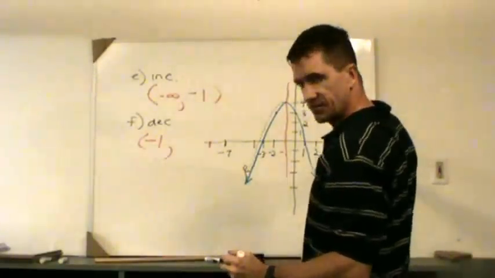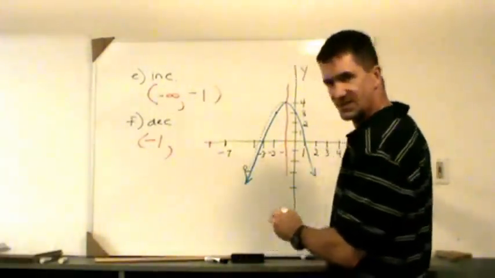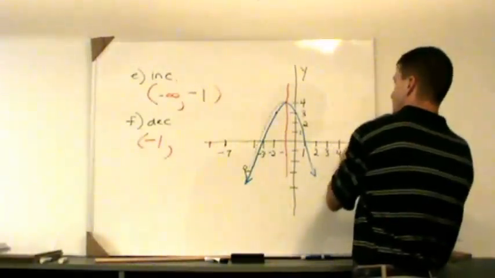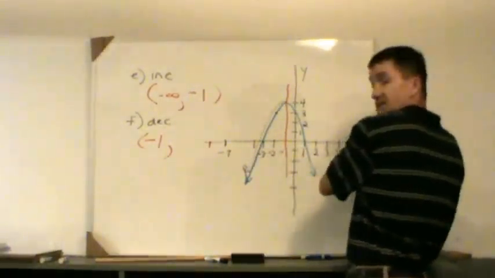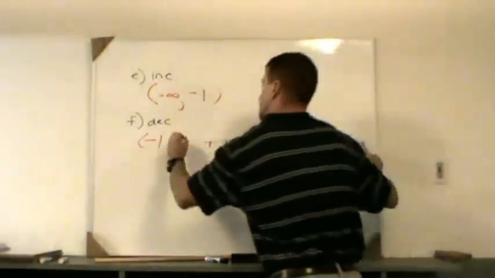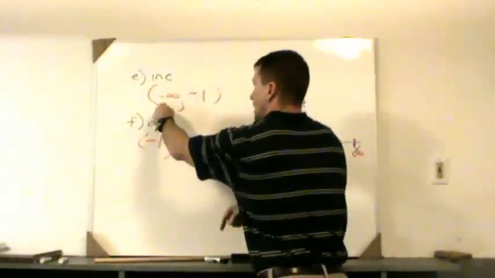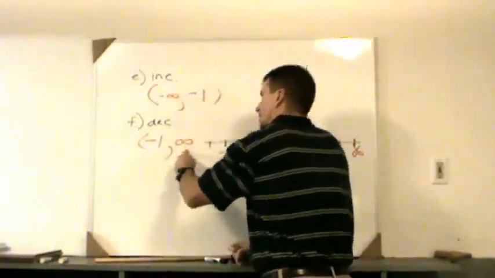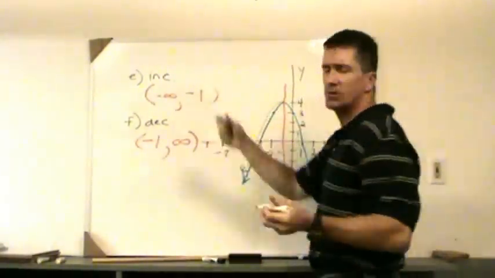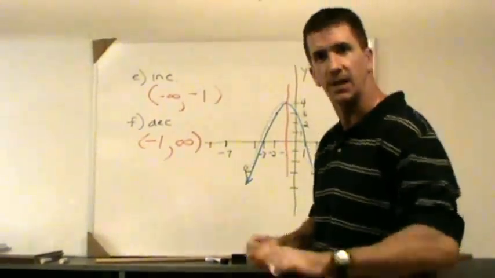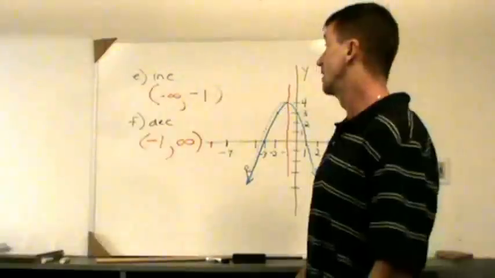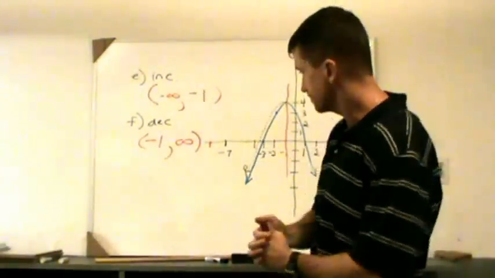Well, it kept decreasing forever beyond x equal to -1. So what's the x value over here? If this was negative infinity, this is x equal to positive infinity, correct? So we always describe from lowest to highest: low x, high x. And you always use open parentheses when describing increasing and decreasing functions.